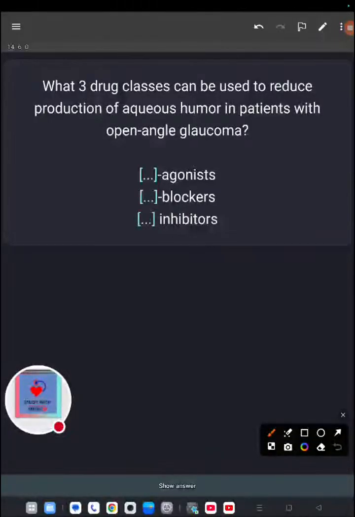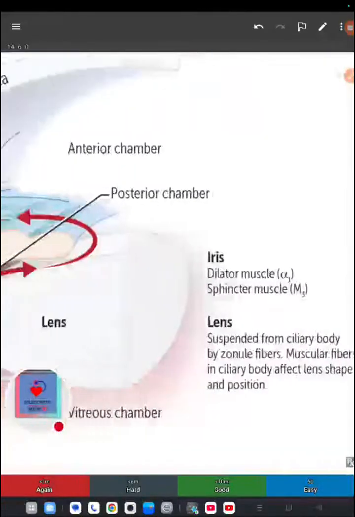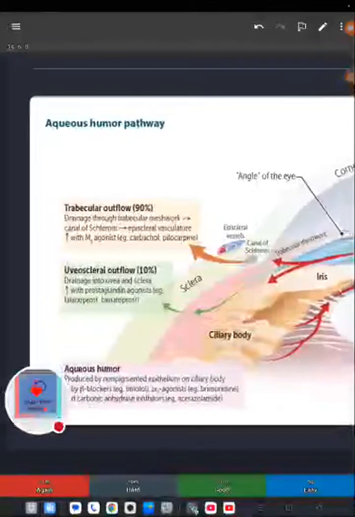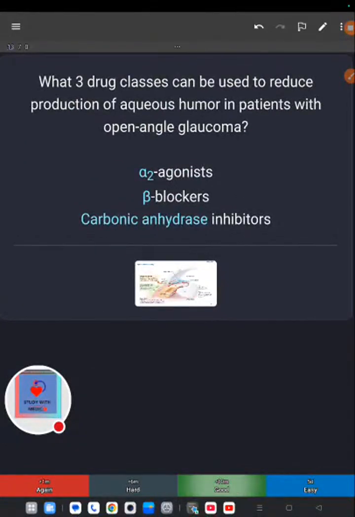What are the three drugs that can be used to reduce production of aqueous humor in patients with open angle glaucoma? So you have to reduce aqueous humor, right? You can use alpha agonist, you can use beta blockers, and you can use carbonic anhydrase inhibitors. Alpha 2 actually, sorry, one is for mydriasis. Alpha 2, brimonidine, or beta blocker.